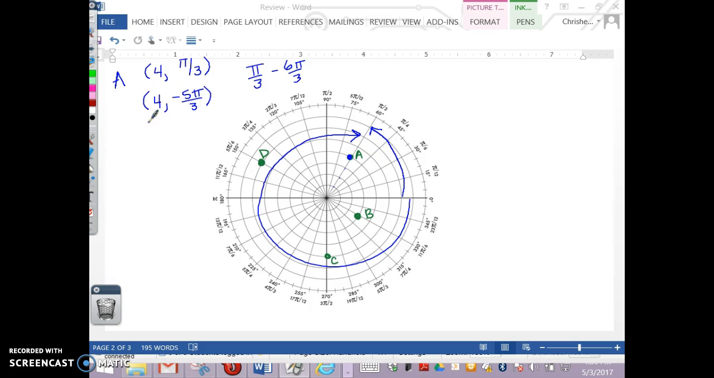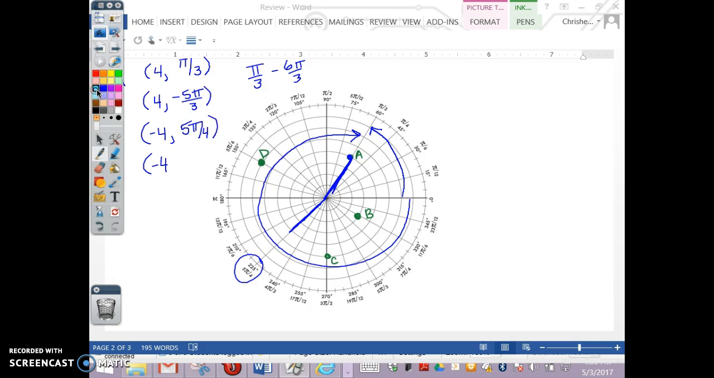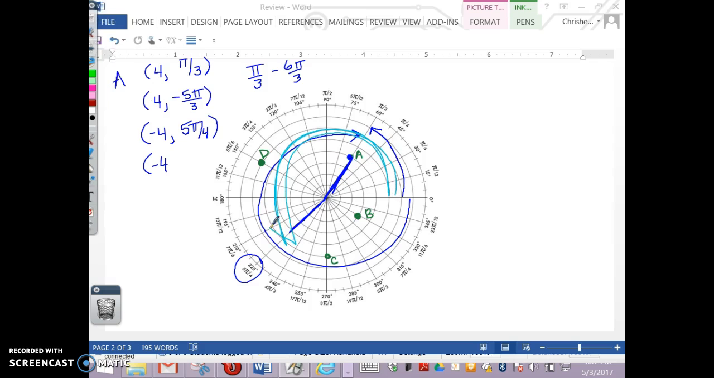Now I can also do this using a negative radius, which means what angle would I have to be at to go backwards 4 to get to A? Well, forwards 4 is this way. So backwards 4 is that way. So what angle is this? 5 pi over 4. Now that's a positive 5 pi over 4. That means going this way, I would land at 5 pi over 4.